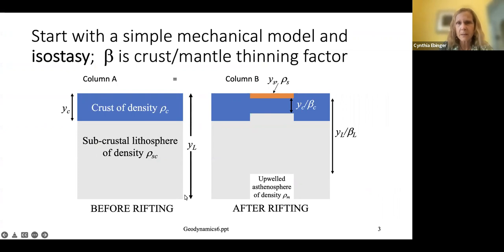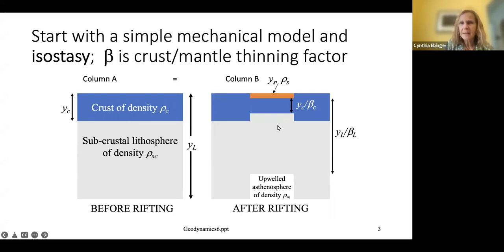It had a thickness. In East Africa, it might be 150 kilometers. Then we stretch it. Let's just stretch it instantaneously. Let's just pull on it and create a basin at the surface through a necking process. Here's our mantle that's now filling what used to be crust. Here we have some low density material, water or sediments in this area here.